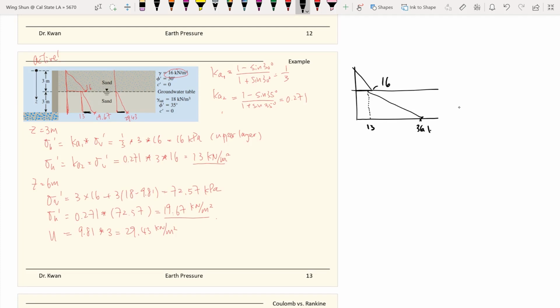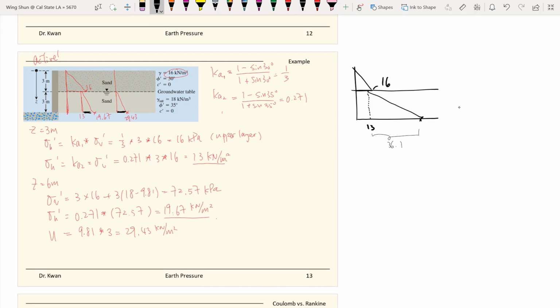So here, if we add up those, like 19.67 plus 29.43, that's what you got. So this is what we get: 36.1.